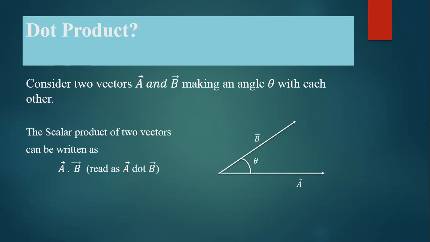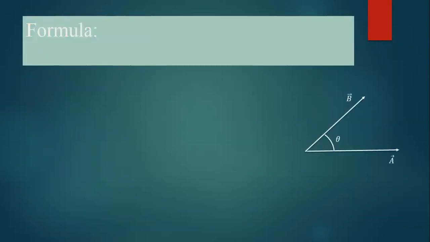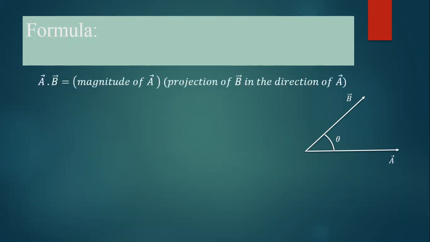So what is its mathematical form? Here two vectors A and B making an angle theta with each other. A dot B can be written as magnitude of first vector, which is A, into projection of second vector in the direction of first vector. Here second vector is B and the first vector is A. So magnitude of first vector into projection of B in the direction of A.